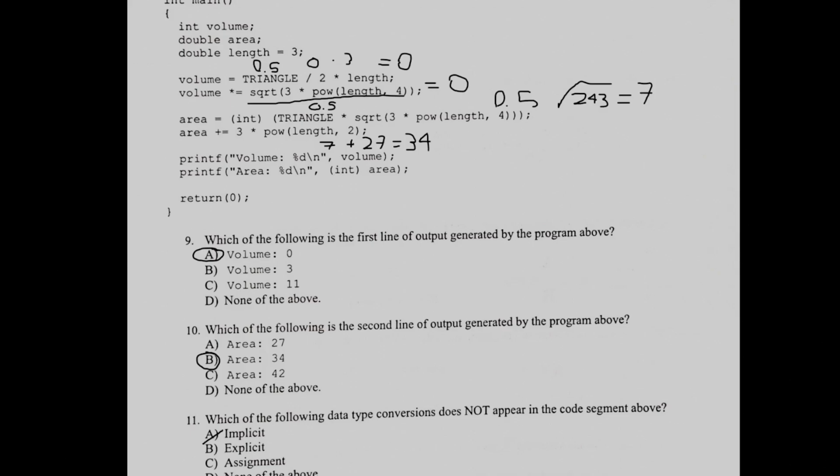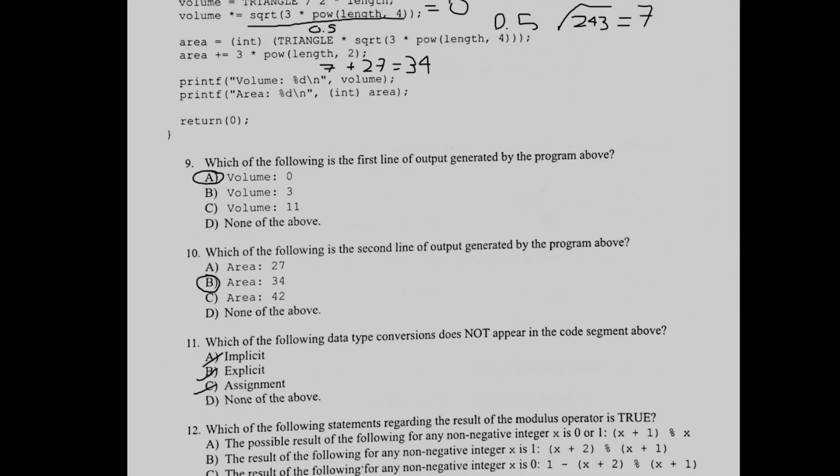Explicit data type conversions. In the first line with area, we're assigning the result of this expression to an int, which is an explicit conversion. And then assignment, when we define length, we're assigning length to be a double. So that's an assignment. So all three of those data type conversions appear in the code, and the answer will be D, none of the above.